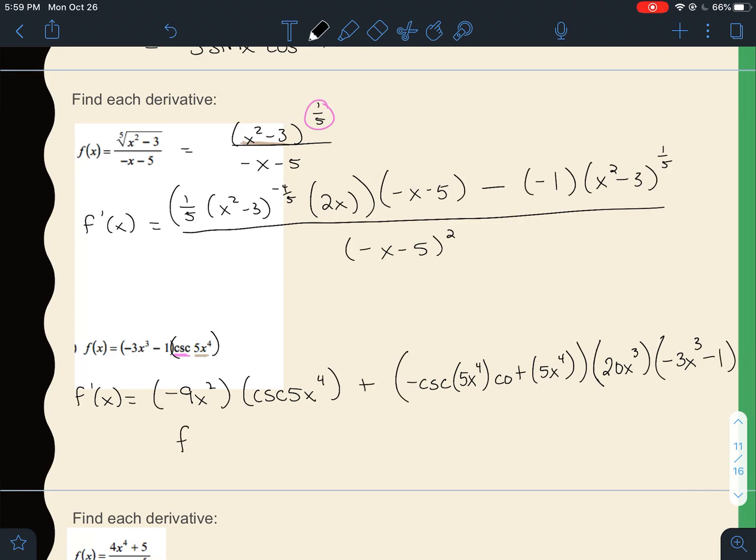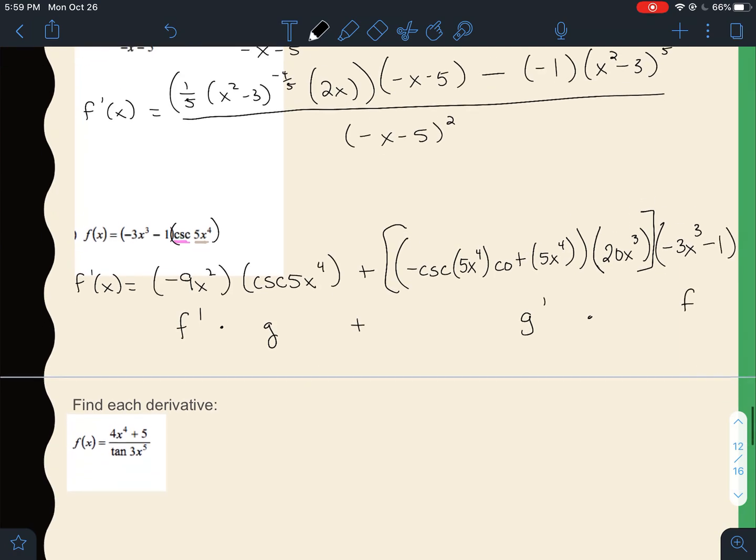So just make sure you have all your parts. So derivative of the first times leave the second alone, plus derivative of the second would be all of this, then times leave the first alone. And we're good with product rule.